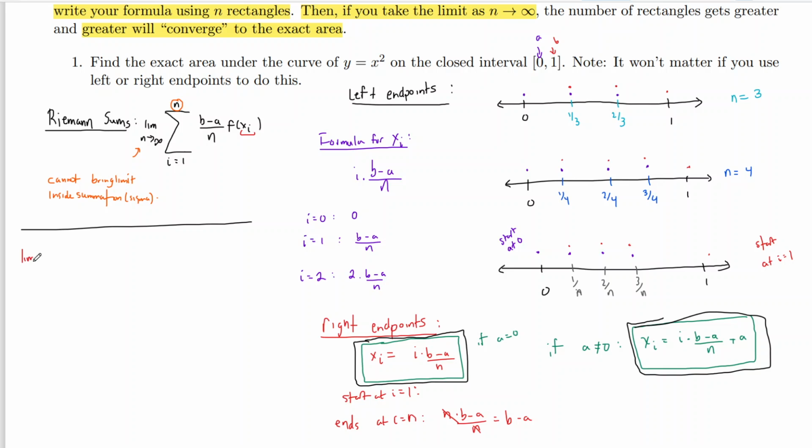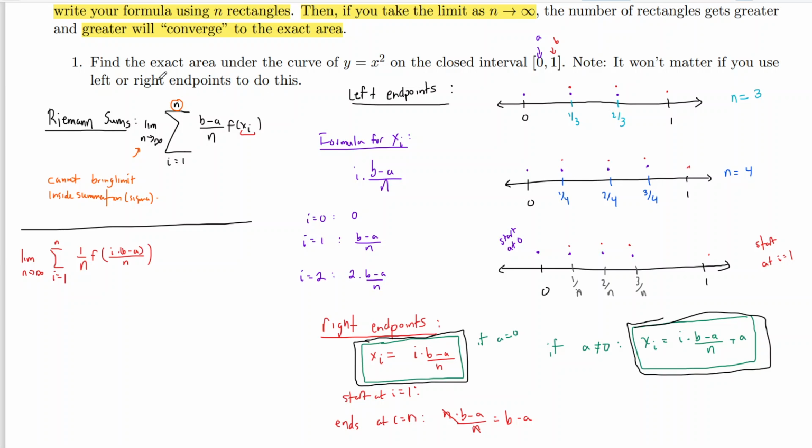All right, so we got the limit as n goes to infinity, the sum from i equals 1 to n. b minus a is 1, so this is 1 over n times, and for the time being, I'm just going to plug in what xi is. We do have a formula for the function, but I don't want to do that yet. So we got f of xi. Well, xi, we have i times b minus a over n.